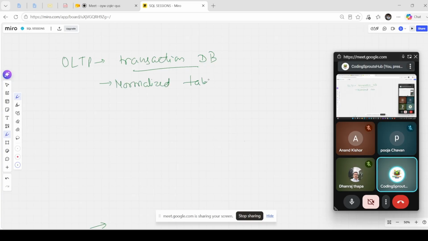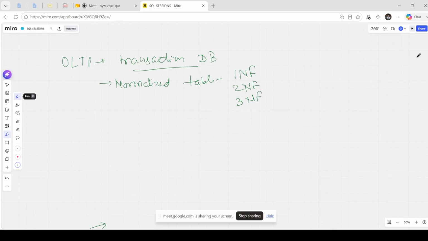Normalized table, we know that already. It means the three normal forms, right? The first normal form, second normal form, and the third normal form. I'll just close this window. Okay, so this was our OLTP, which is a write heavy kind of database. So this was the design here.